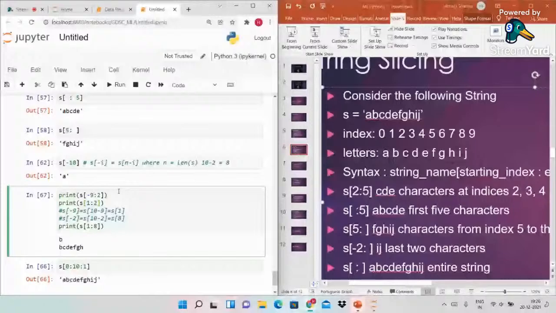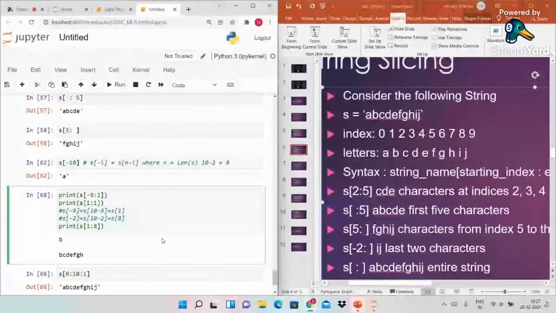So what is happening here? We start from the index 1, and we have B, we go to 2, but we do not include 2, right? So that is the reason C will not be included. Only the character at the index 1 will be printed. But if you write something like this, it will not give you any error and it will not give any output. It is valid, but you will get nothing, because you are starting from that index but going to that same index, so nothing is included.